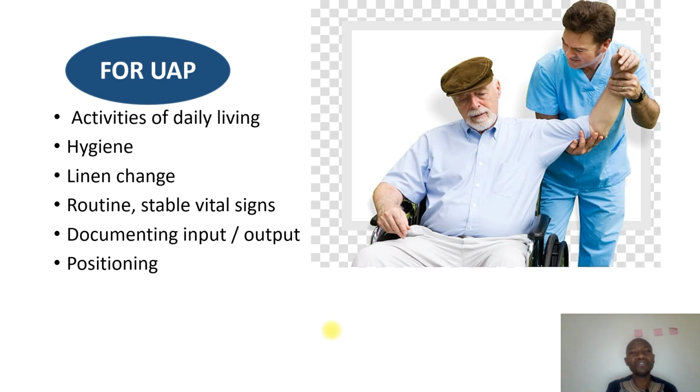Okay, what about the UAP? Activities of daily living, hygiene, linen change, routine and stable vital signs, documenting input and output, positioning. All these can be done by the unlicensed assistive personnel.